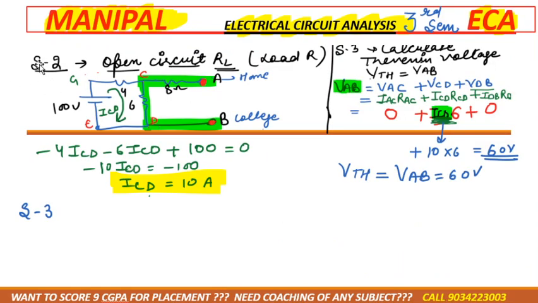Now back to the diagram. In step number 4, we have only one voltage source, that is 100 volt. So we have to redraw the diagram again. See, at every step you have to redraw. To find VTH, draw the diagram. To find RTH, again draw the diagram. So the voltage source must be short circuited, right?